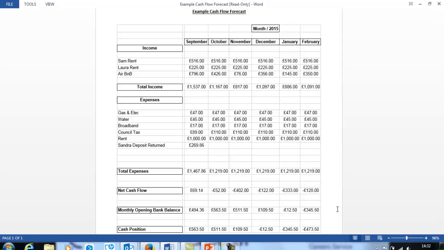Now there are templates out there that will do all of the calculations for you automatically. So they will automatically carry, say, this figure over from here over to here, and so forth. So you can build an Excel template yourself, it's very straightforward, or you could just use one that's already out there.